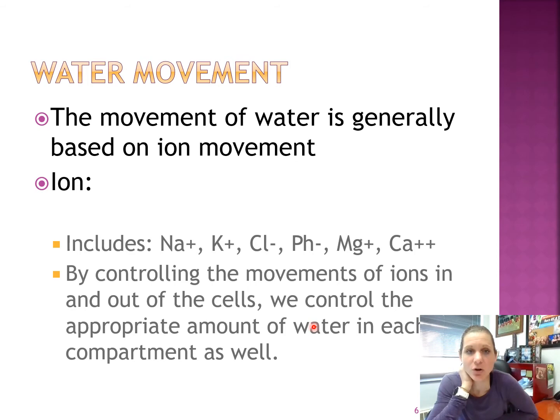So as we mentioned, we think about water movement. Water movement is generally based on ion movement, okay? And ions are any molecules that provide us with charge, okay? So again, we think about what this means from a chemical standpoint. Here you can see these various chemical components that all have a plus or a minus beside them, okay? In this particular scenario, we also consider these electrolytes. And these electrolytes, again, give us some sort of charge. Okay, so if these molecules are charged, they tend to also pull water with them. Okay, so by controlling the movement of ions in and out of the cell, we can also control the appropriate amount of water within each compartment.